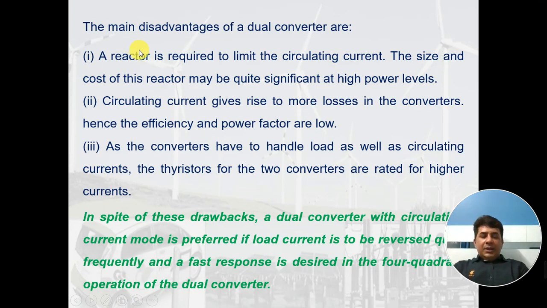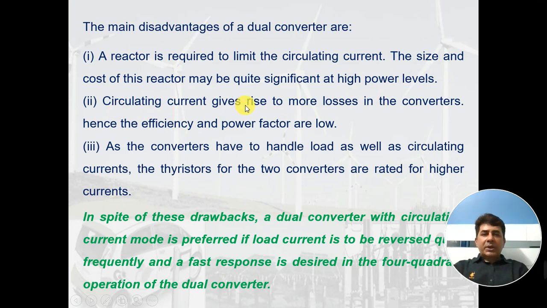Well, in this mode, what is the disadvantage? The very first disadvantage is a reactor is needed. This reactor is needed to limit the circulating current. The size and cost of this reactor may be quite significant at high power levels, and the reactor introduces noise as well. So reactors are costly, and their size also increases with the power levels.